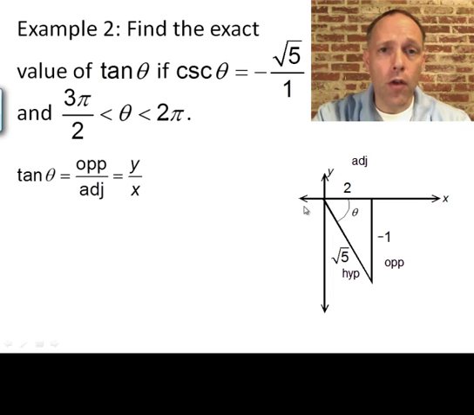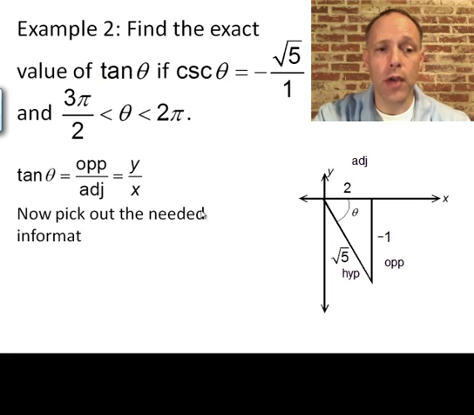Now that I've gotten all three sides of my triangle, I can use my definition for tangent, opposite over adjacent, and I can pull out the needed information. So the side opposite theta is -1, the side adjacent to theta is positive 2, so tangent of theta must be -1/2.